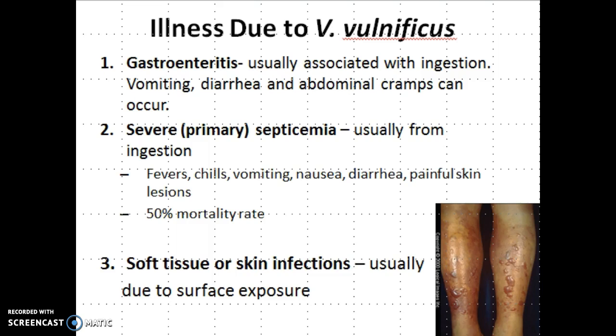You'll have fevers, chills, vomiting, nausea, diarrhea. You can see very painful skin lesions like the ones shown here. This has a 50% mortality rate, so it's very, very serious. And we can also have illness that just shows as soft tissue or skin infections, usually due to surface exposure. These might resolve quickly, or they might also be followed up and get worse and become a form of septicemia and then be associated with 50% mortality.